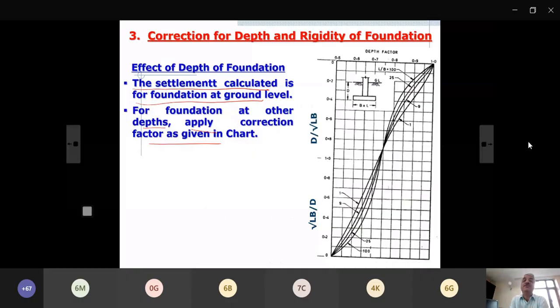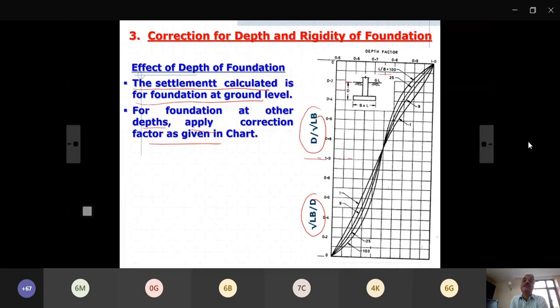This is the chart given. D by under root LB or under root LB by D, whichever is less than 1. D is your depth of foundation, B is width of footing, and L is its length. So you calculate this. If D by under root LB is less than 1, use that, or if it is the other way around, under root LB by D is less than 1. So this is 1, the medium position there. Then these various graphs are for various L by B ratios: L by B 100, L by B 25, L by B 9, L by B 1, like that.